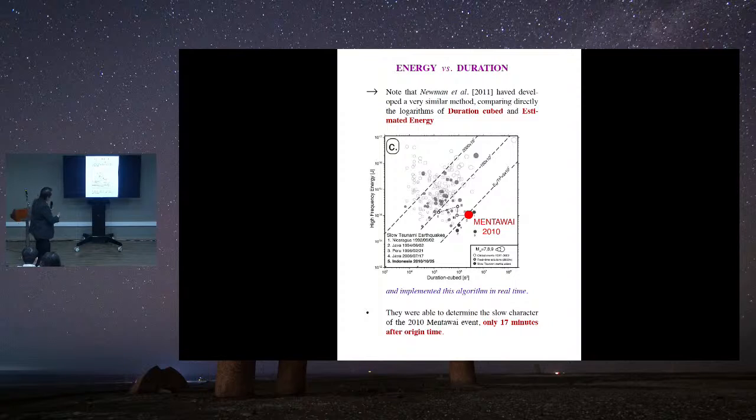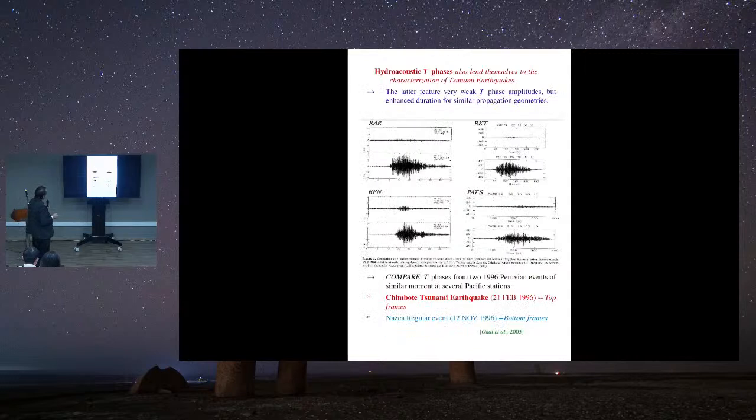In the case of Mentawai, he was able to issue a warning of an anomalous earthquake only 17 minutes after the origin time. Unfortunately, it was not operational at the time, and it was not used by the warning community in Indonesia. You can also look, I don't have much time, at the hydroacoustic waves, which go into the SOFAR channel of the ocean, known as T waves, very high frequency waves.